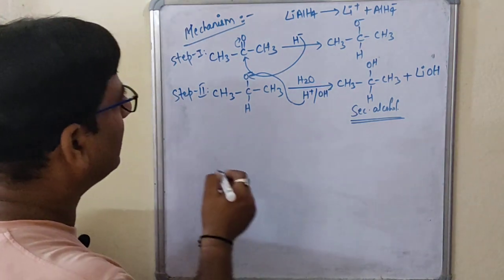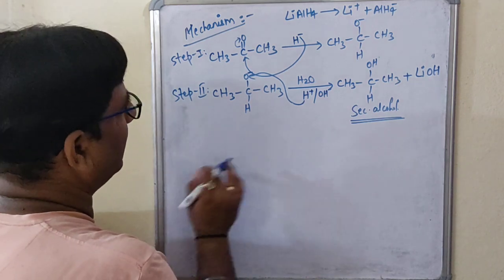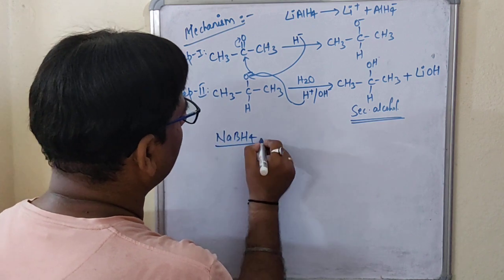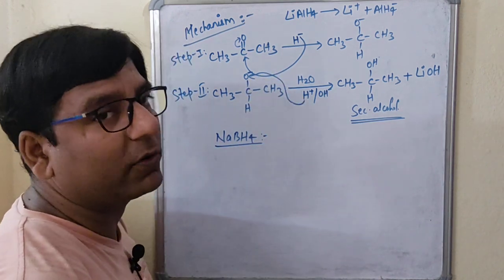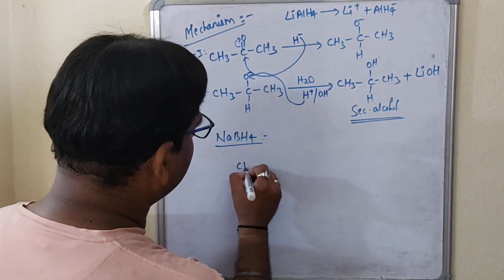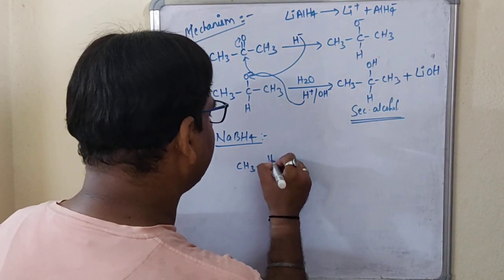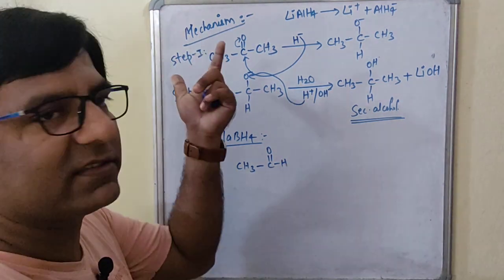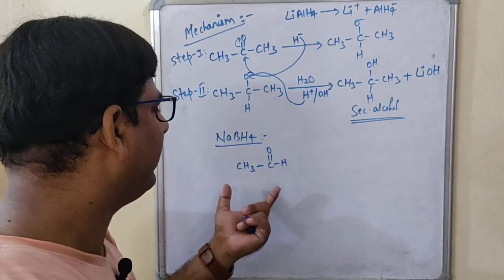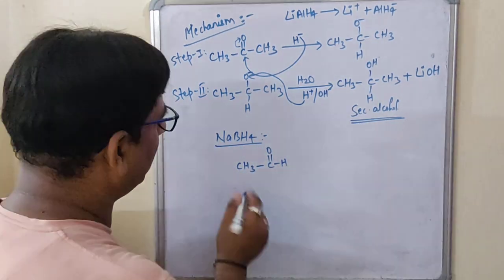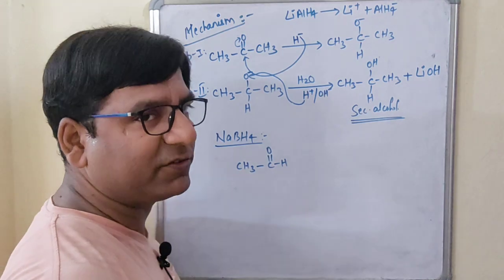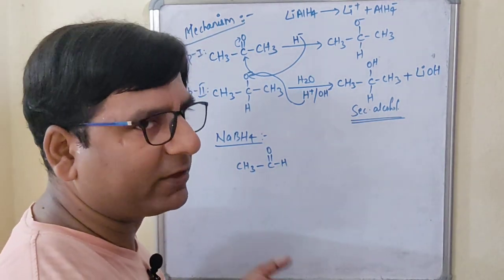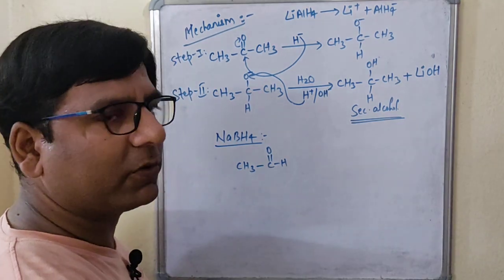Now, if I am using NaBH4, I am showing you one example of sodium borohydride as well. Again I will take CH3, this time an aldehyde. Previously I had taken a ketone. This time I will take an aldehyde, because sodium borohydride, being a mild reducing agent, can reduce the aldehyde or the ketones. Both the aldehyde and ketones can be reduced using sodium borohydride.